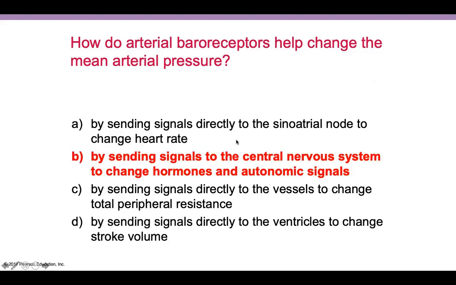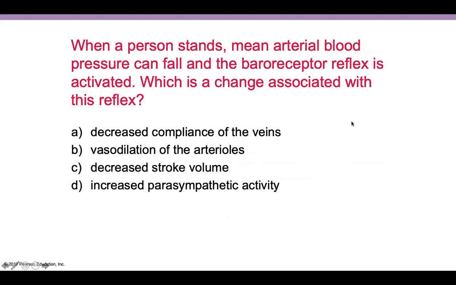And let's see, A, let's go over why the others are wrong. We're not sending signals directly to the SA node from the baroreceptors. That's not true. We're not sending signals directly to the vessels. That's also not true. And we're definitely not sending signals directly to the ventricle. So we must go through the integrating centers before that efferent signal can be sent. So this is a homeostasis loop, and so B is the best answer here.